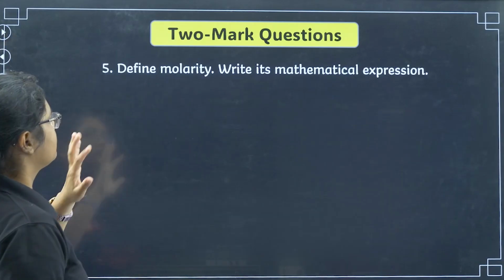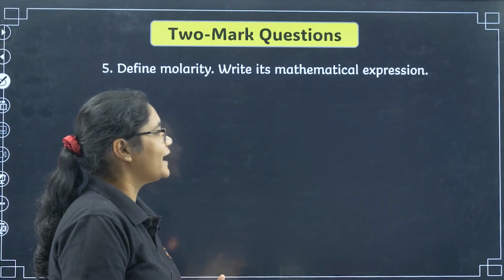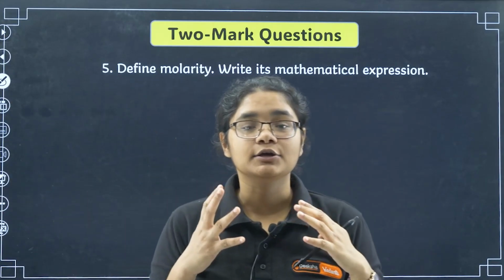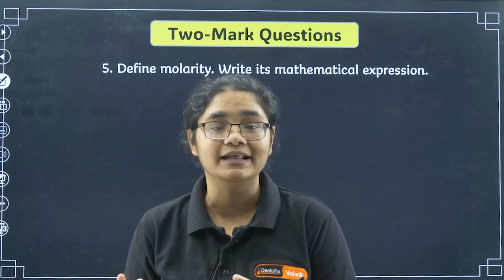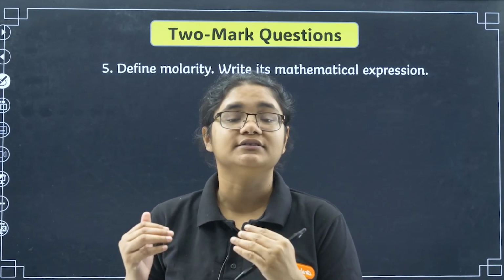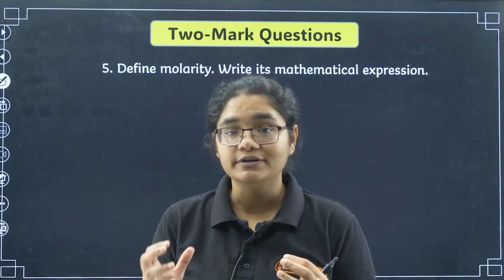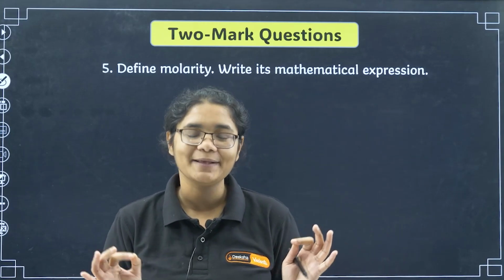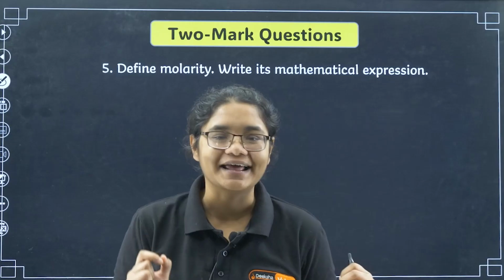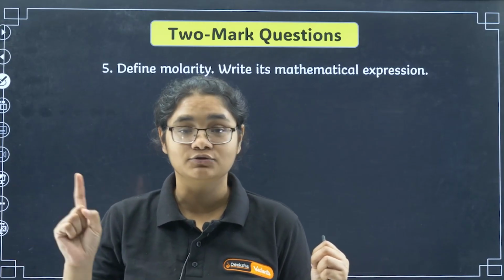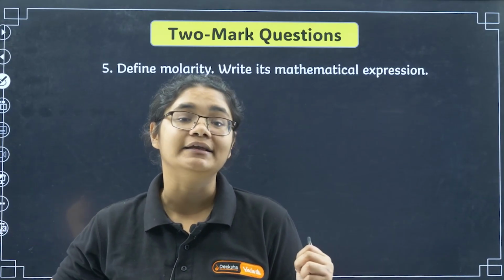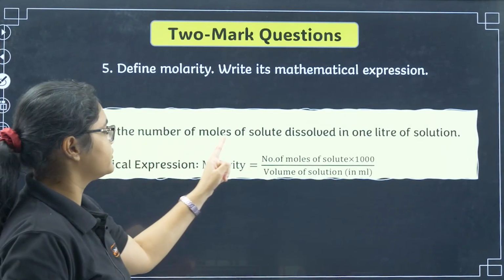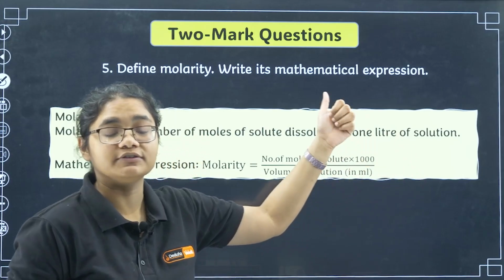Moving to the fifth question of 2 marker section, define molarity, write its mathematical expression. So molarity is what? Molarity is a way of representing concentration, how much solute is dissolved in a solution or how much solute is present in a solution. To represent that, we use the term molarity. Now how do we define molarity? Molarity is the number of moles of the solute present in 1 liter of the solution.